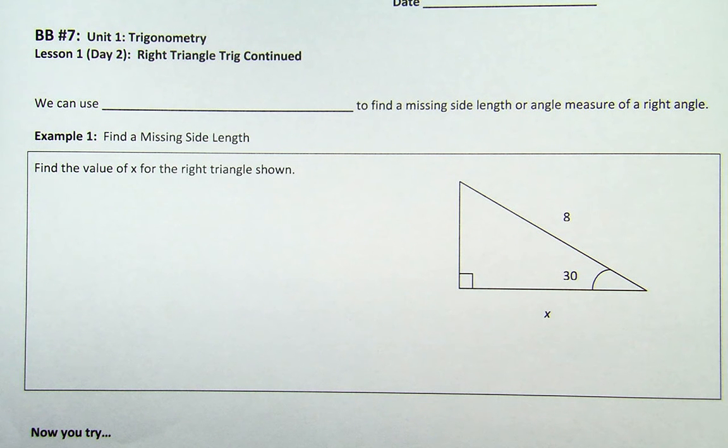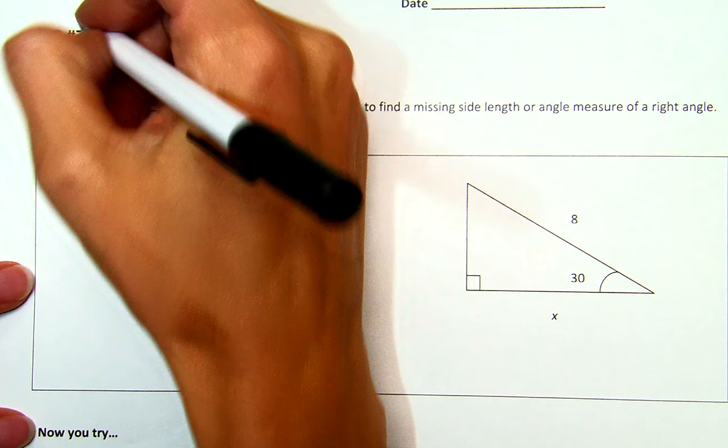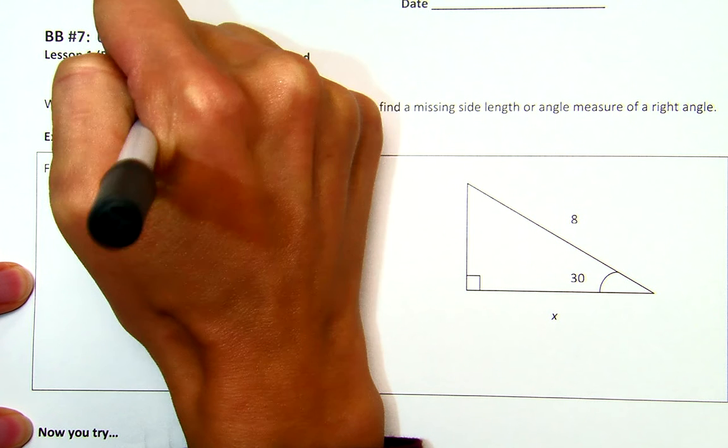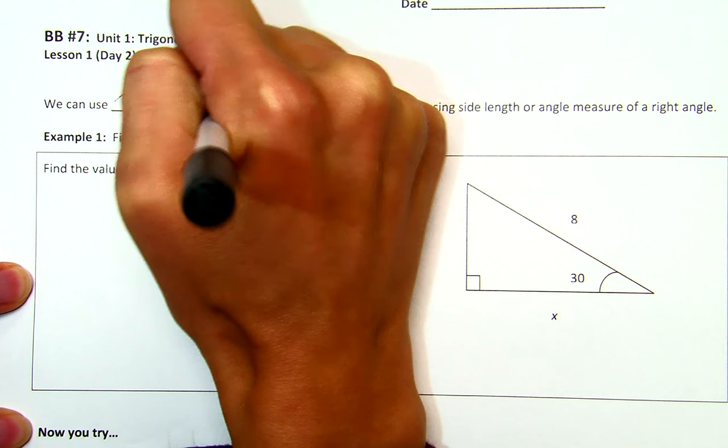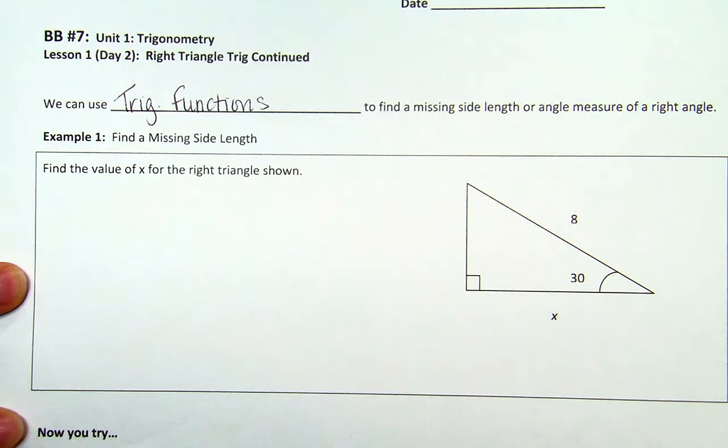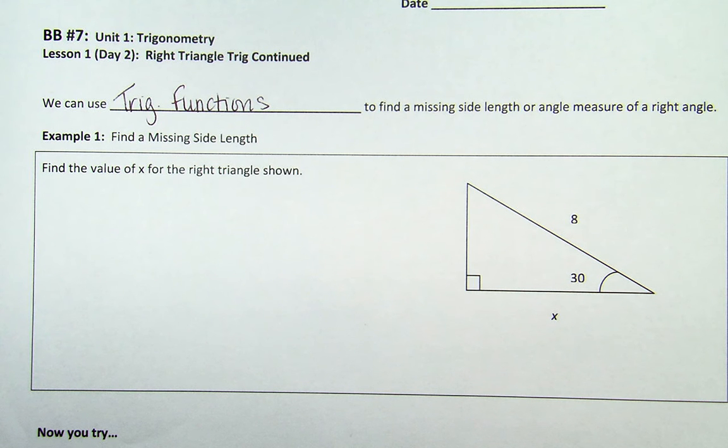Okay, so today we're going to get a little bit more in depth with the right triangle trig that we started talking about a couple days ago. So we're going to look a little bit more in depth at how we can use the trig functions to help us deal with right triangles and finding missing pieces of their information, whether it's angles or sides. So the first is we can use trig functions to find a missing side length or angle measure of a right triangle.